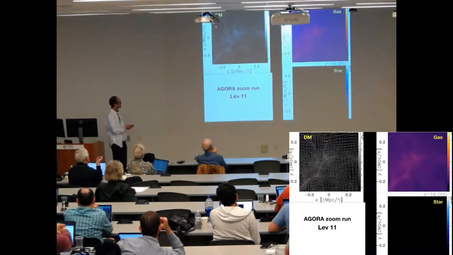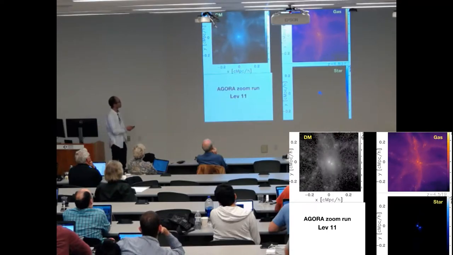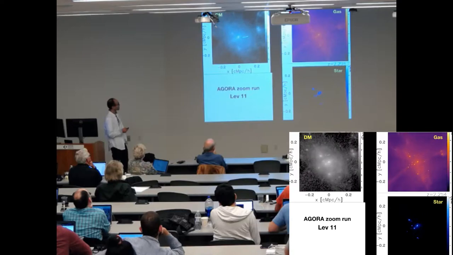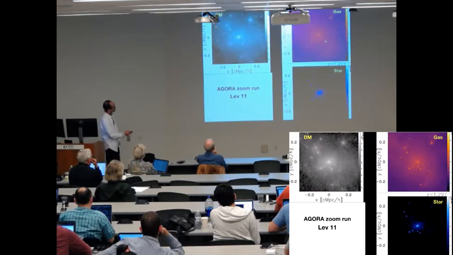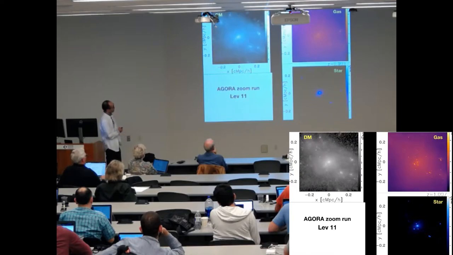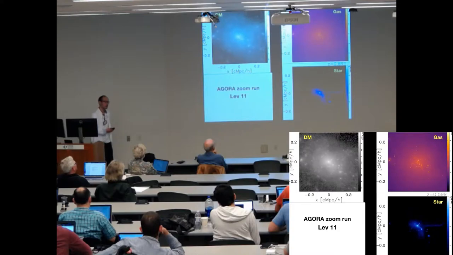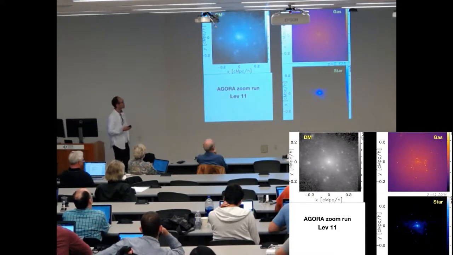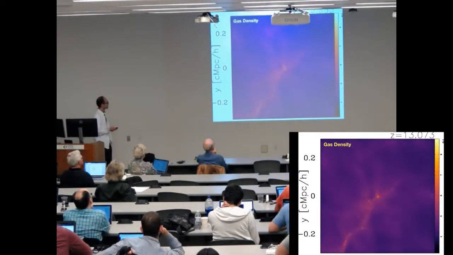So here are the movies of this level 11 run. It is the dark matter distribution, the gas, and the stars. Okay? You see lots of substructures over here, and the gas also has lots of clumps merging into this central galaxy. I think this particular merging case is the one that has one or two major mergers into the central halo, but not too many violent mergers. Okay. Let me show you the gas in more detail.